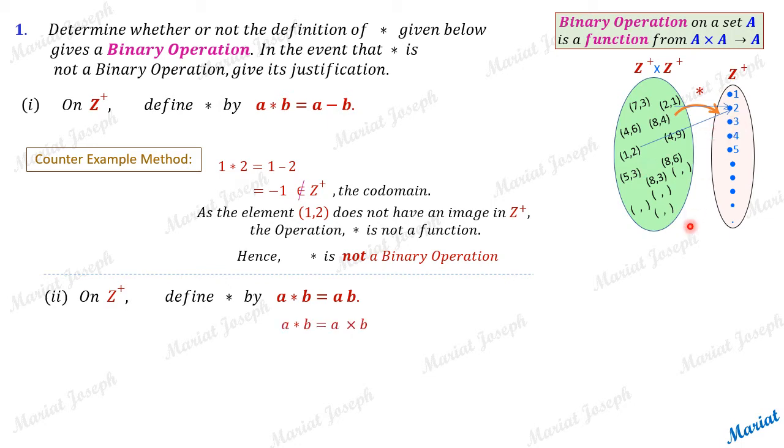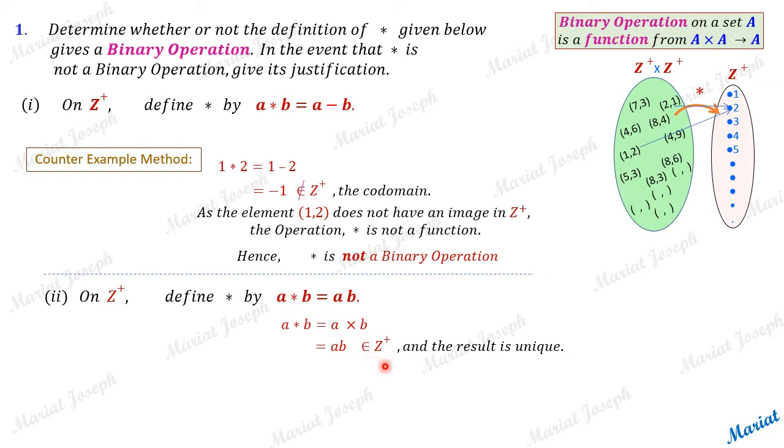Okay, let's take another one. If you take 4, 9, 4 nines are 36, that is also a positive integer. Whatever 4 into 9 is, it is a positive integer. So every pair will have a product and the product will be unique. a star b is a into b. a into b is unique, uniquely present. It belongs to Z plus itself.